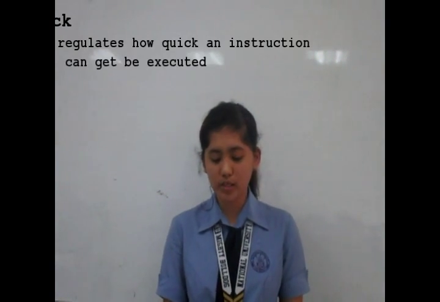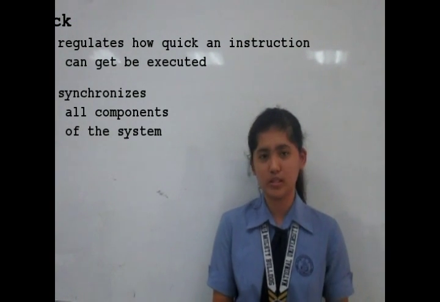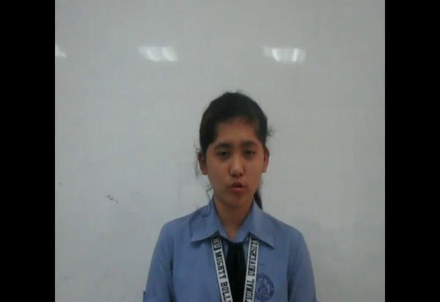The next is the clock. The clock regulates how quick instructions can be executed and synchronizes all of the components in the system. It also sets the pace for everything that happens in the system. And now let's proceed to the control unit.